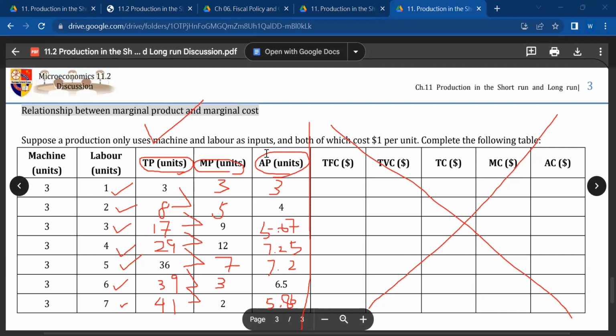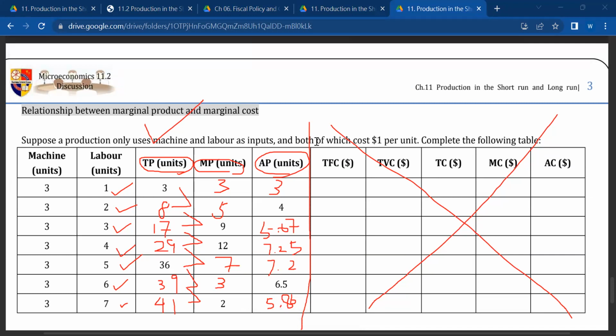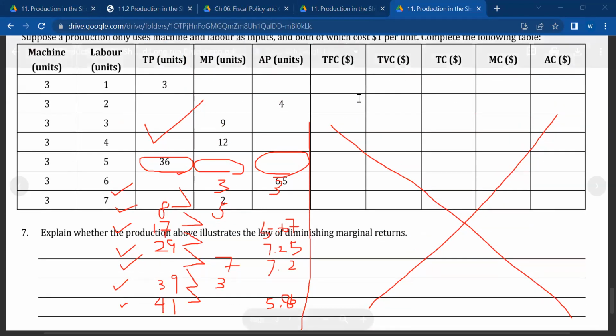Okay, time's up. Okay, let's come back to our lesson. Please come back to our lesson. So let's go to question 7 now.